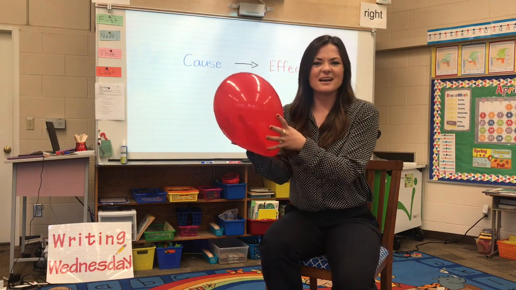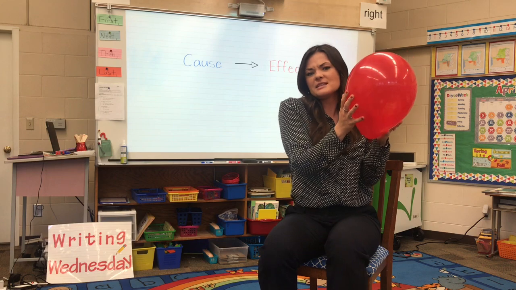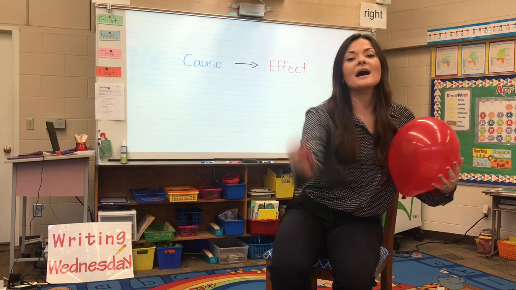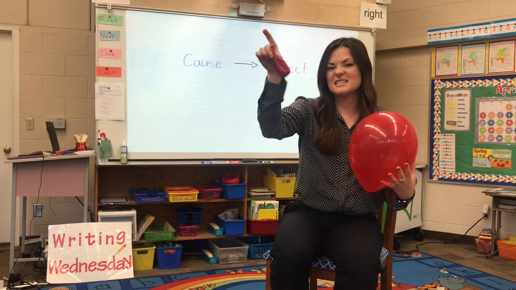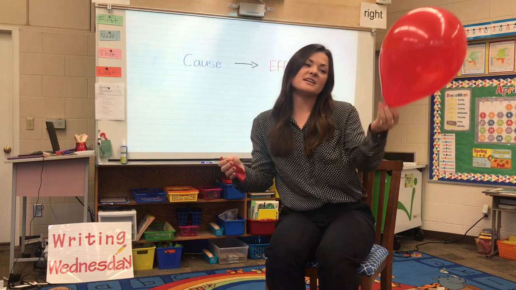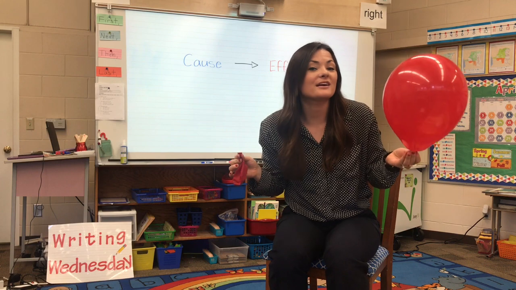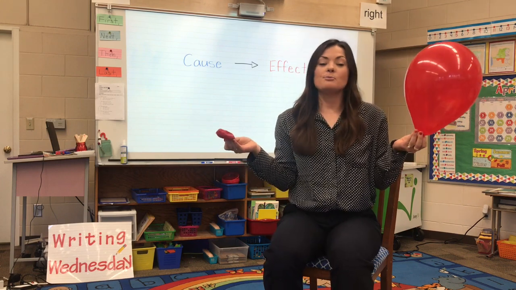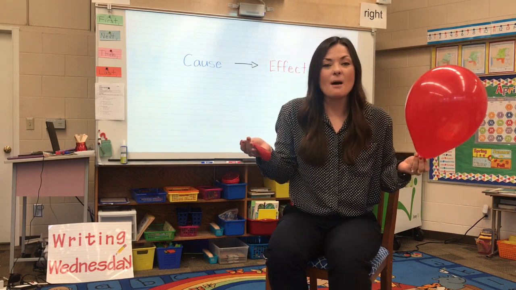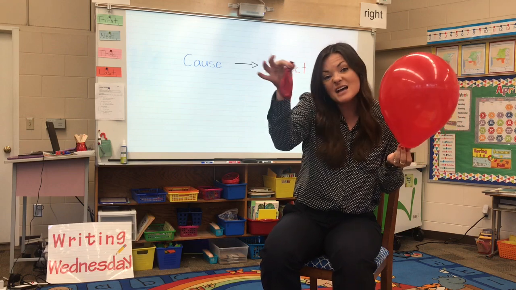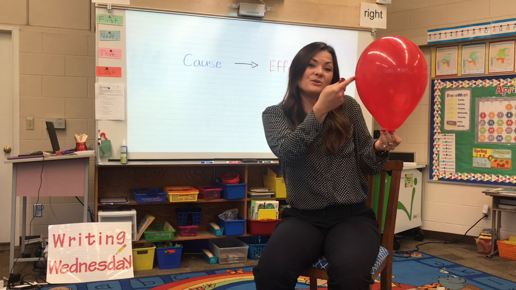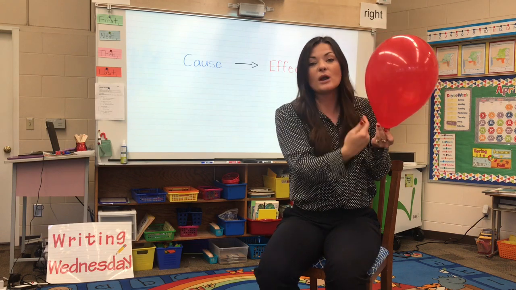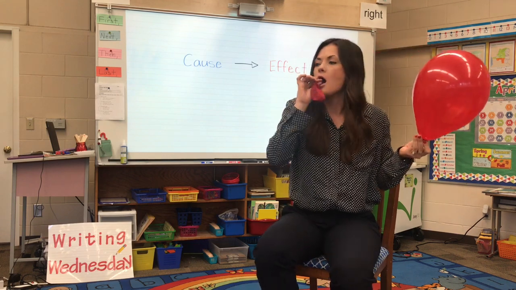But how did I get there? How did I get my balloon to be like this? Because when I got it, it looked like this. I needed to do something to this in order for it to turn into this. What do you think it is? You probably guessed it. I have to blow it up. I have to blow air into it and tie it off so that it turns into this. So my cause of my balloon turning into being blown up with all the air in it is to blow in it. So I'm gonna blow.